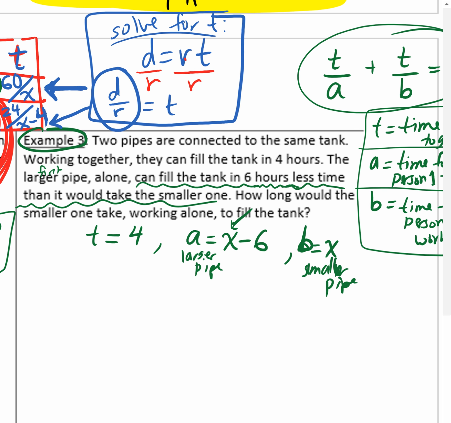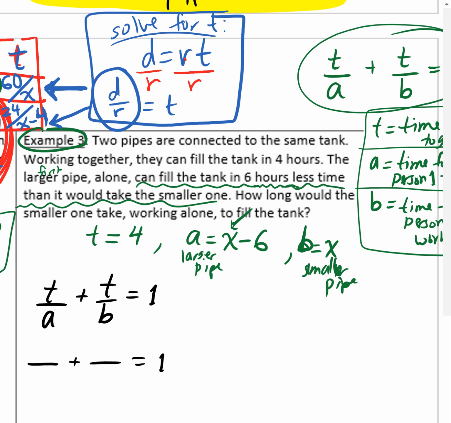Now that we have either a number or some kind of algebraic expression for each of these values, A, B, and T, I'm ready to substitute those into the formula that we wrote over there. T over A plus T over B equals 1. So we know T, those are both 4.